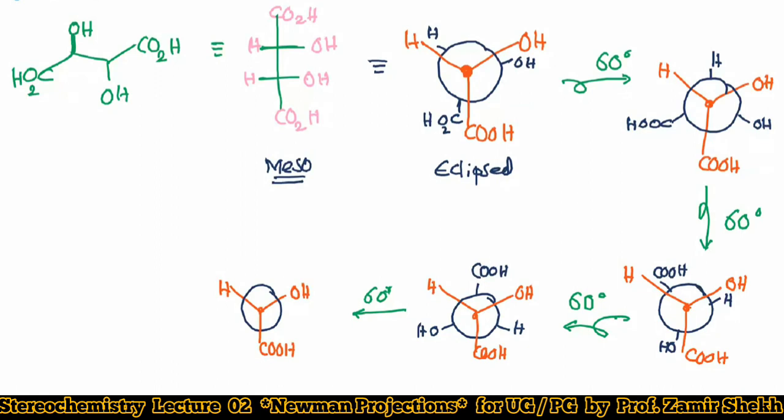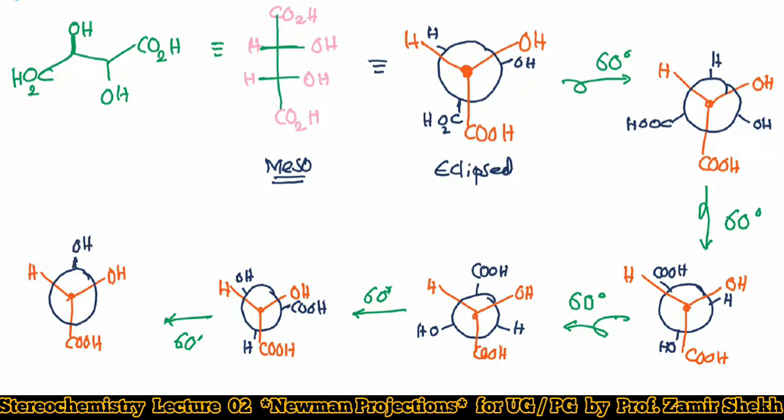What about this? Right? Now the next one. So you will get this one. Correct? And now if we do the last one, that last one will be the final one, right? If I do this 60, I will get the original.